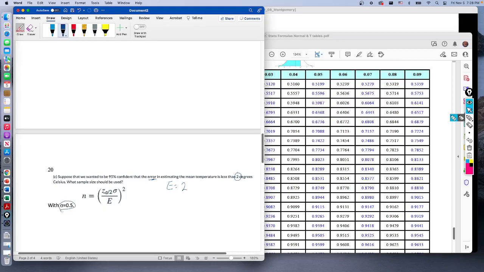So what do we do? A 95% confidence interval is two-tail, so n should be equal to 1.96, which is our z value, times the standard deviation they gave us, 0.5, divided by the error, which is 2, and then we square that. So we calculate that: 1.96 times 0.5 divided by 2 is equal to that, and then we square that. I get 0.24.